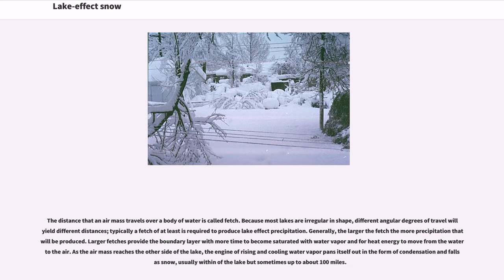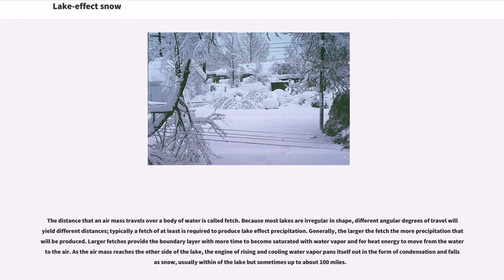The distance that an air mass travels over a body of water is called fetch. Because most lakes are irregular in shape, different angular degrees of travel will yield different distances. Typically, a fetch of at least [specified distance] is required to produce lake effect precipitation. Generally, the larger the fetch, the more precipitation that will be produced. Larger fetches provide the boundary layer with more time to become saturated with water vapor and for heat energy to move from the water to the air.